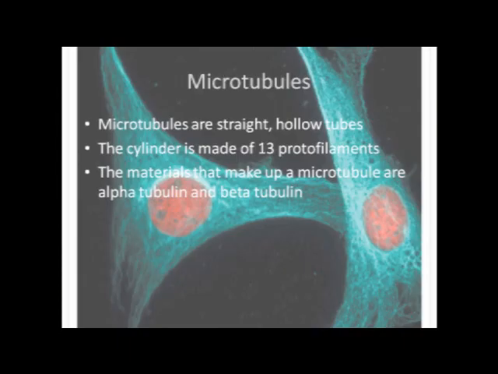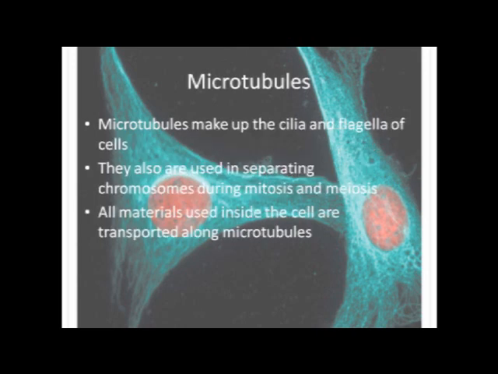Microtubules are straight, hollow cylinders that are made out of alternating layers of alpha and beta tubulin in a helical structure. Microtubules are used in locomotion because they make up the cilia and flagella of cells. They're used in mitosis and meiosis because they form spindle fibers to separate the chromosomes. And all materials used inside the cell are transported along the microtubules.